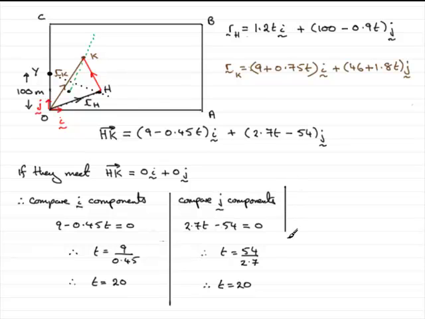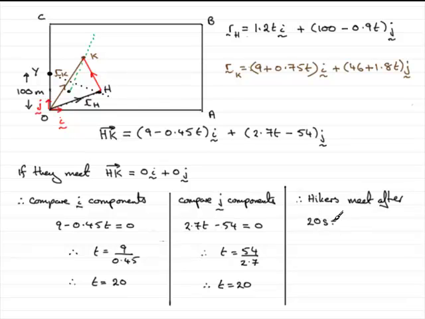So what does this mean? Well, it means that therefore they do meet. So we can put therefore hikers meet. And they meet after 20 seconds.